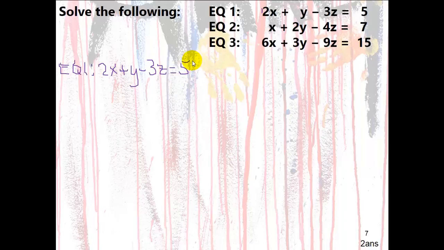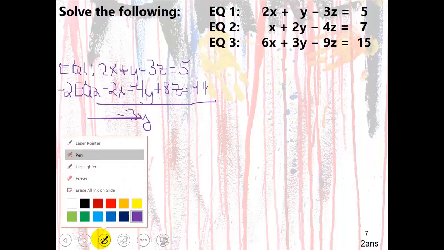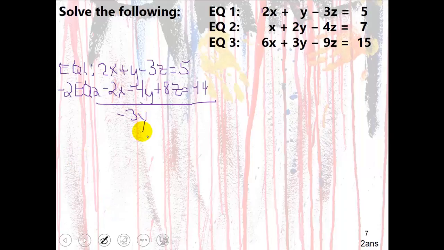And then we're going to do negative 2 times equation 2. So I get negative 2x minus 4y plus 8z is equal to negative 14. And I'm going to add those together, and I get negative 3y plus 5z is equal to 9.